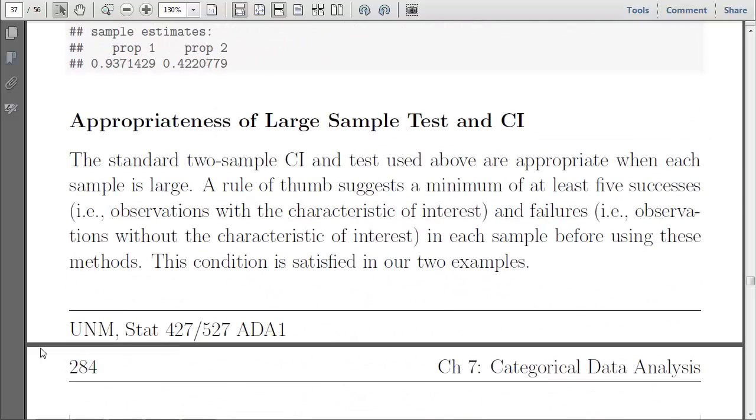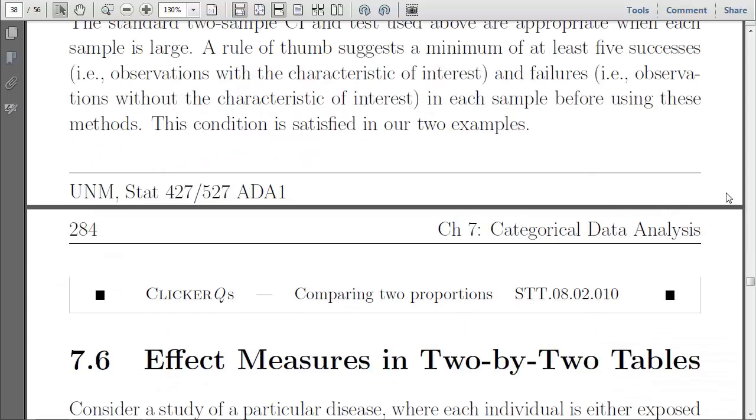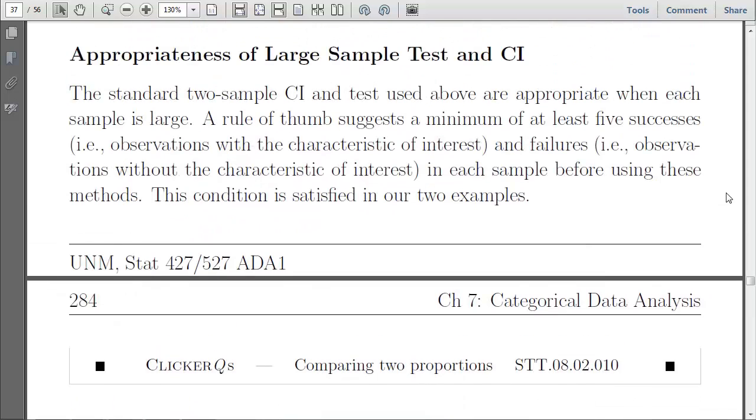All right, so what is the appropriateness of our test? Just like before, we need at least 5 successes and at least 5 failures in our samples. And this was fine for both of our examples. And that's the end of this section.